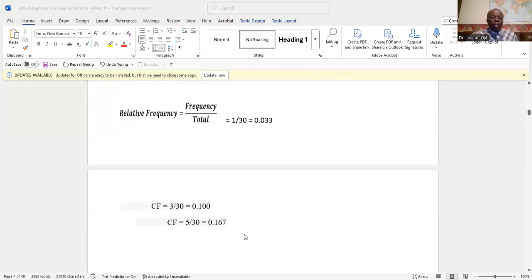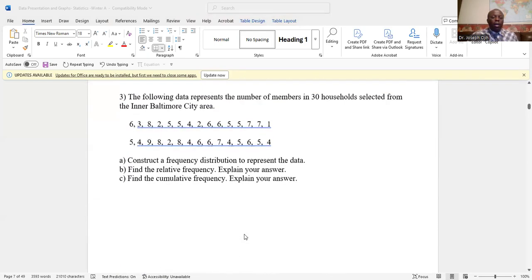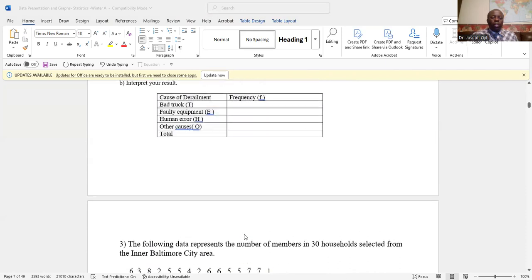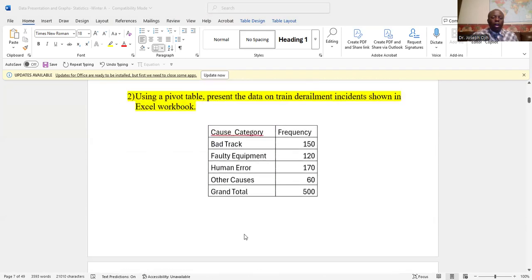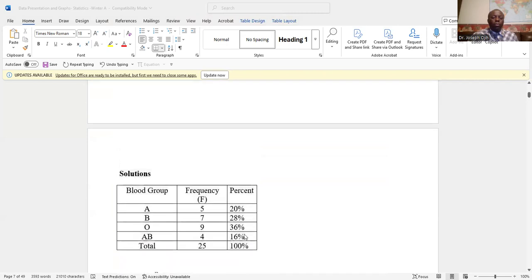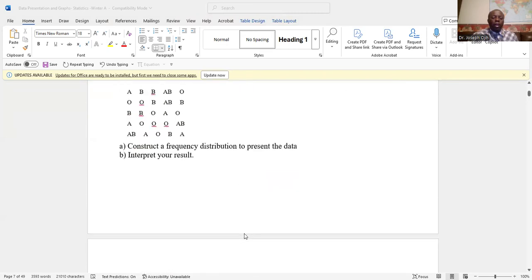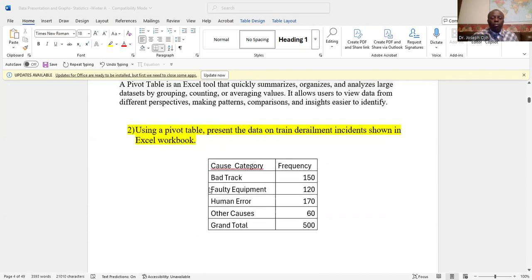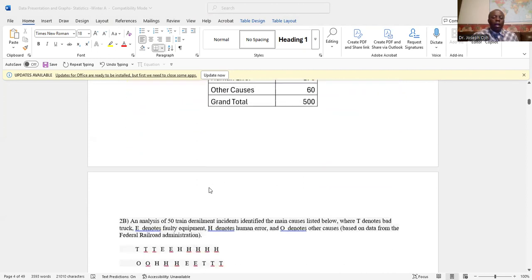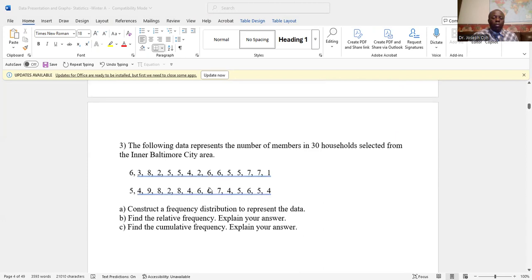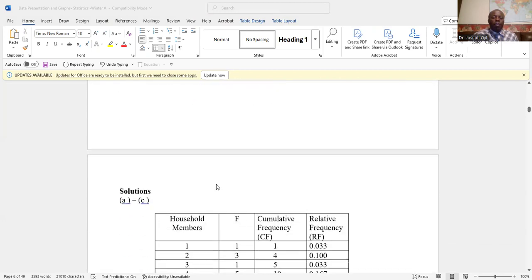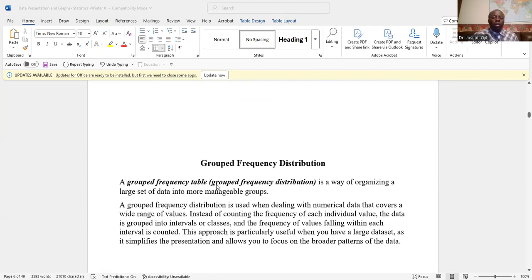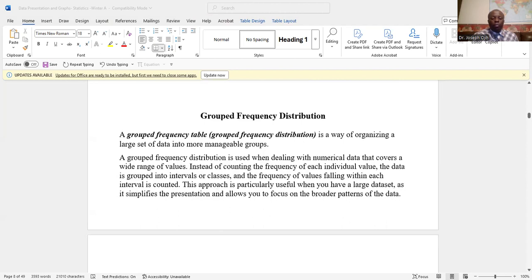Okay, good. So we can go to the next thing then. I've shown you so far how to do categorical frequency distribution with the first example, and I'll show you what to do when the sample size is large using the pivot table. I've also given you another example of this type. Now we can go to grouped frequency distribution.